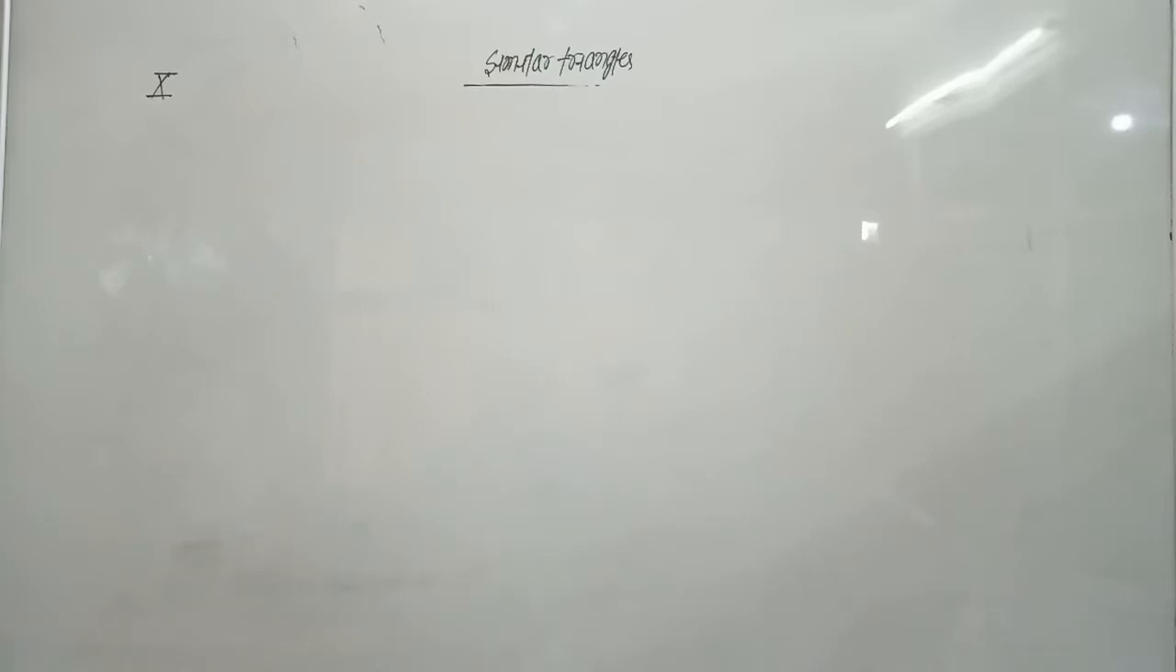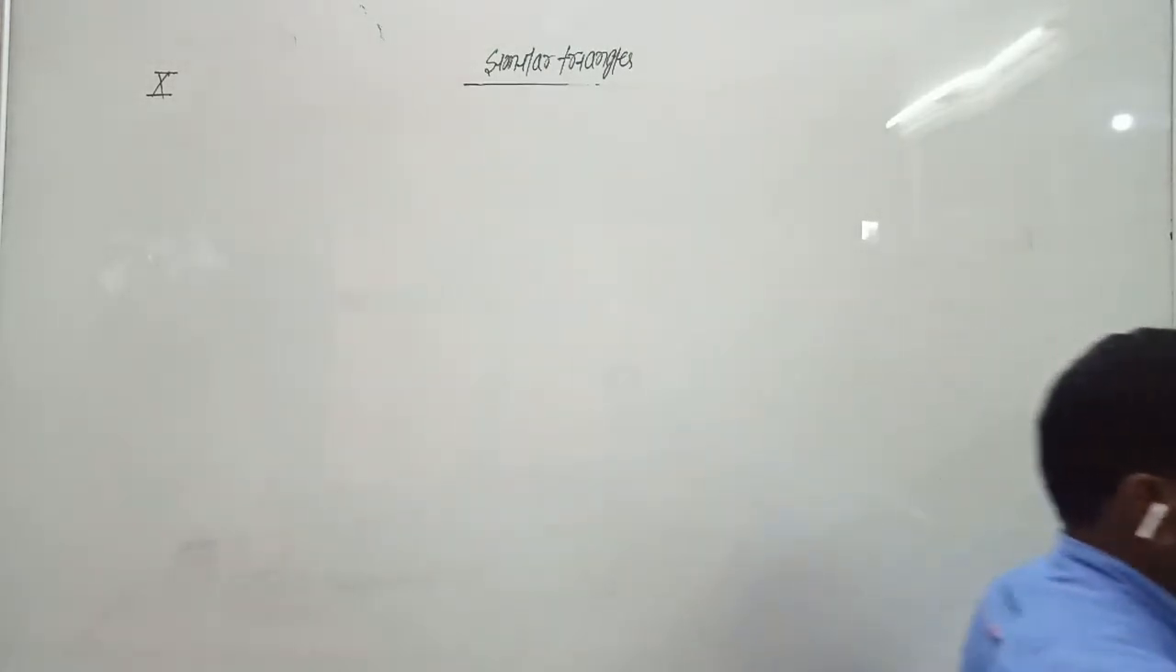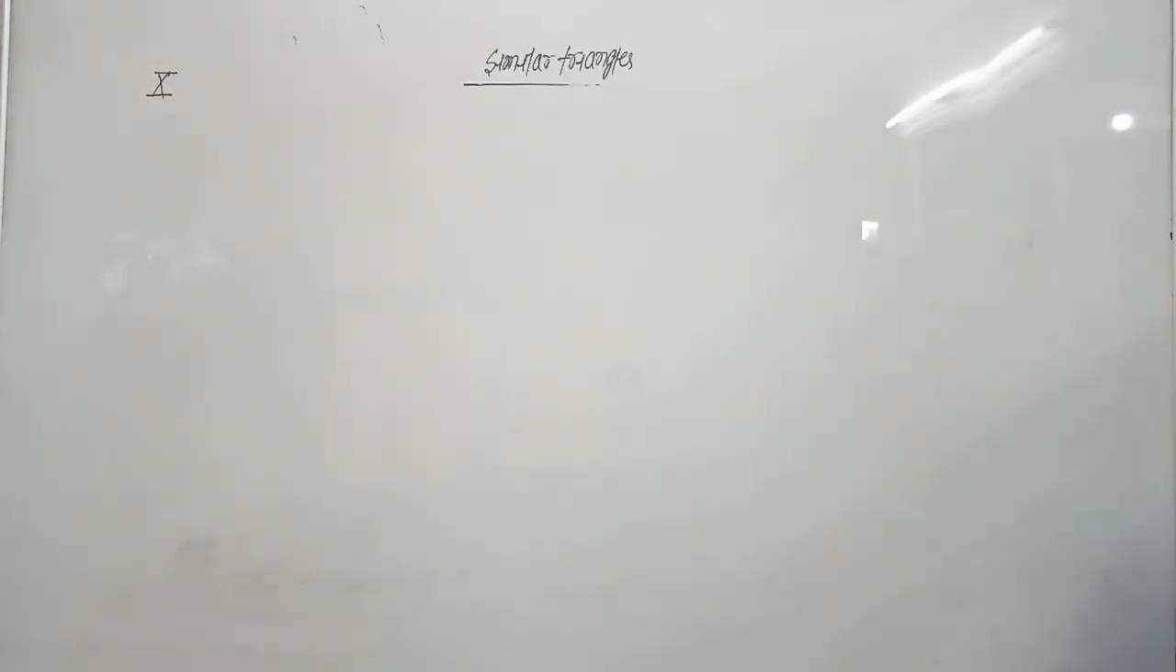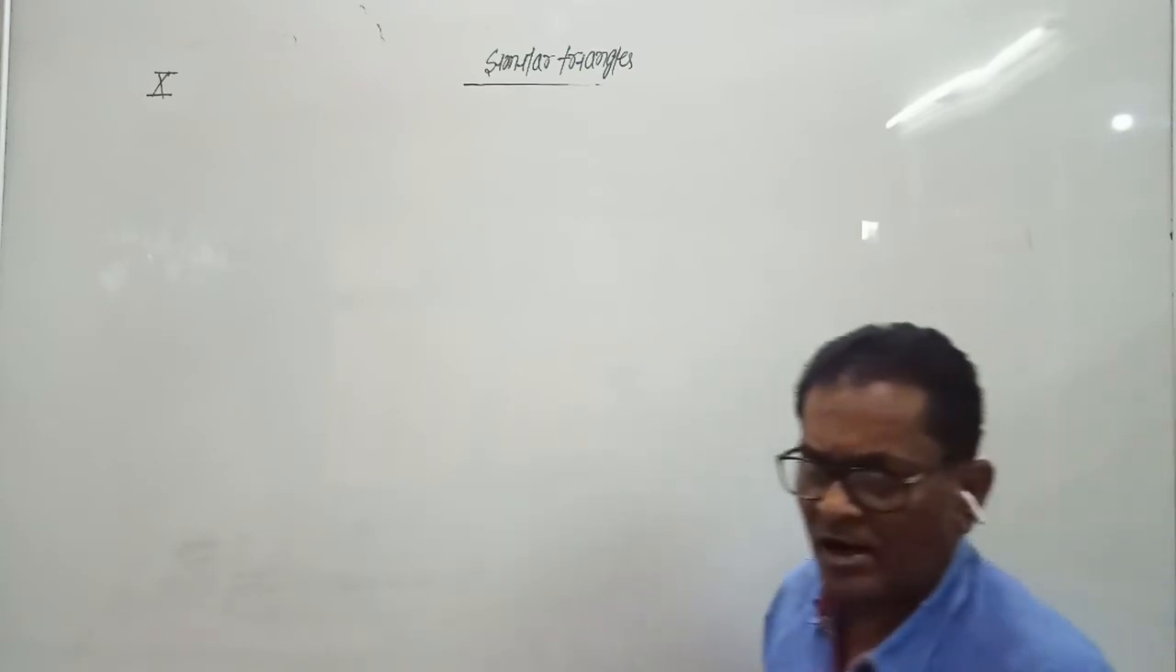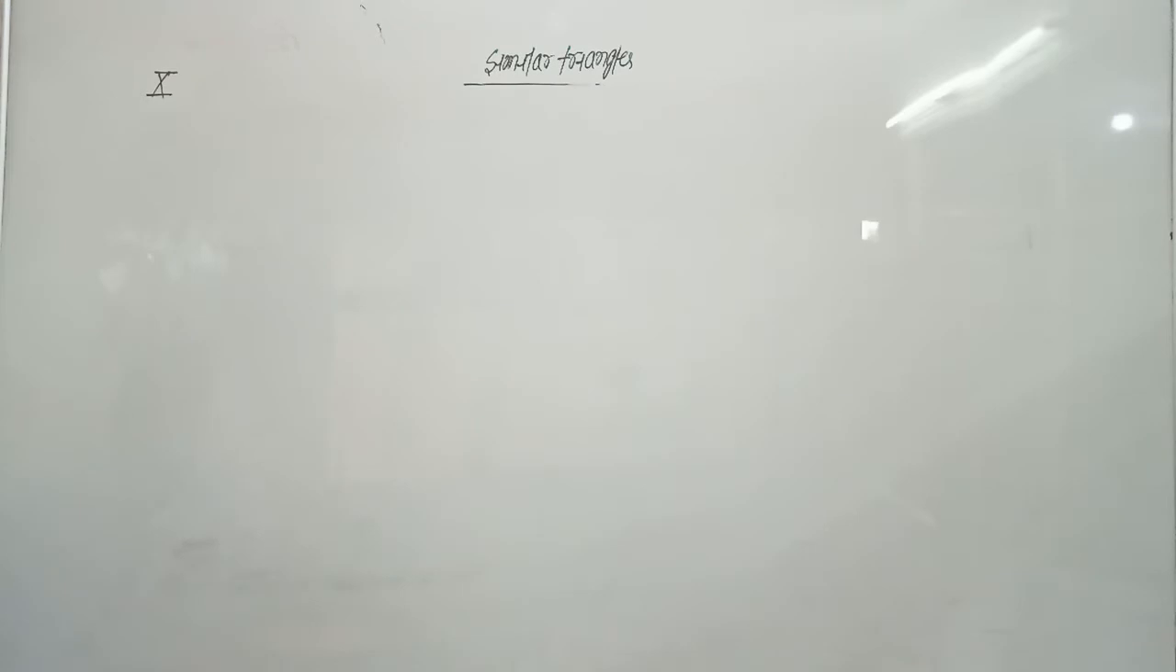We continue the chapter similar triangles, and in the last video we discussed the AAA criterion of similarity, then the corollary of AAA similarity. Now we discuss SSS similarity criteria.